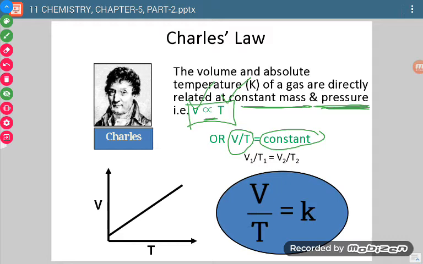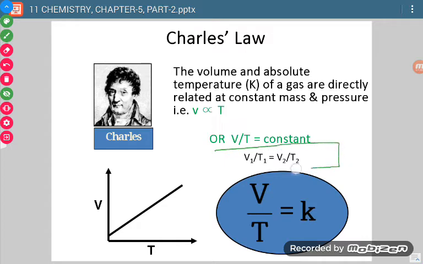Now again, just like in Boyle's law, here also we can write the equation as V1 by T1 is equal to V2 by T2. Here 1 stands for initial conditions and 2 stands for final conditions. So the ratio of volume and temperature initially will be the same as the ratio of volume and temperature finally. Okay. Now this is one form of Charles' law. Okay. And in case we are asked, we will be writing this only.